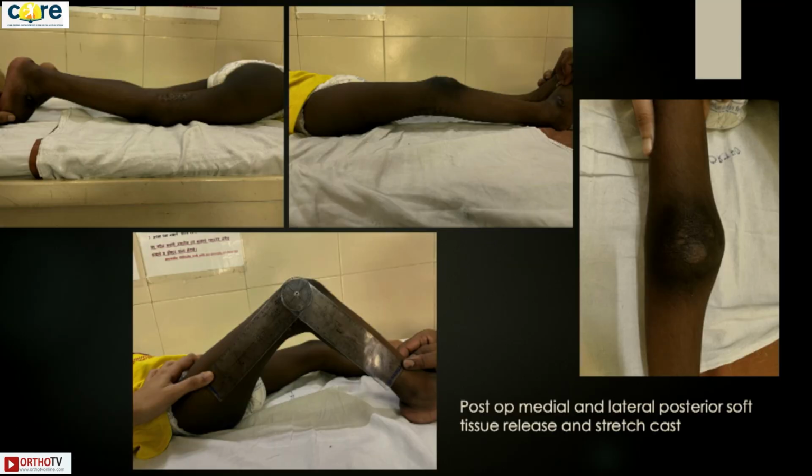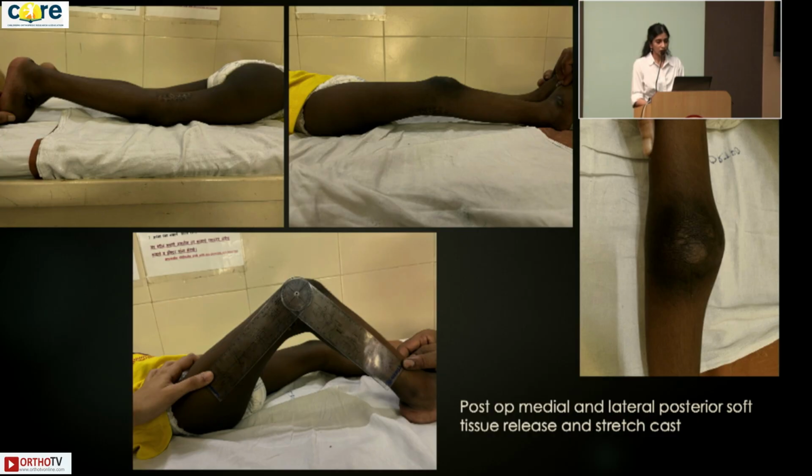So from an orthopedic viewpoint, we had done a complete posterior release. That is a medial as well as a lateral hamstring release was done along with a posterior capsular release. On table, we were able to achieve a correction of the flexion deformity to about 40 degrees, and subsequently in 1 week post-op, a stretch cast was applied.